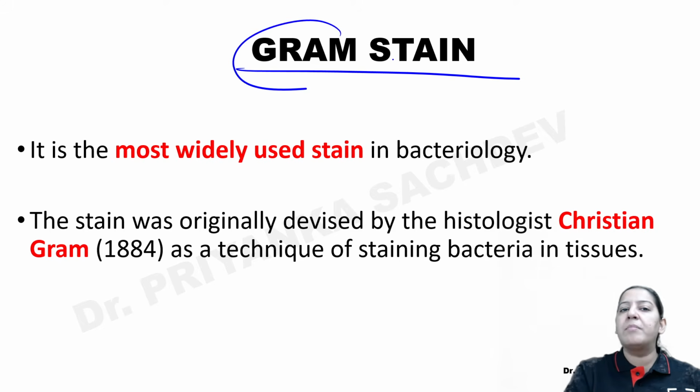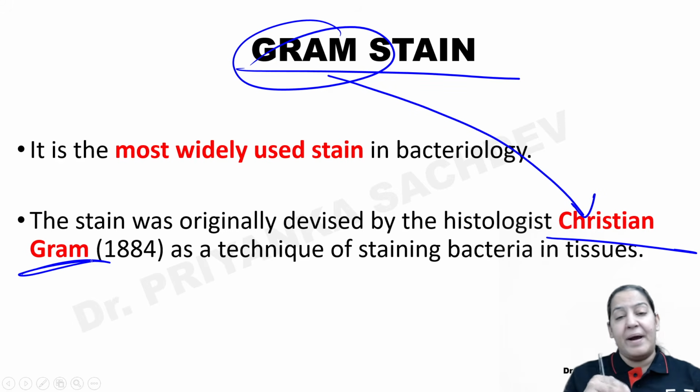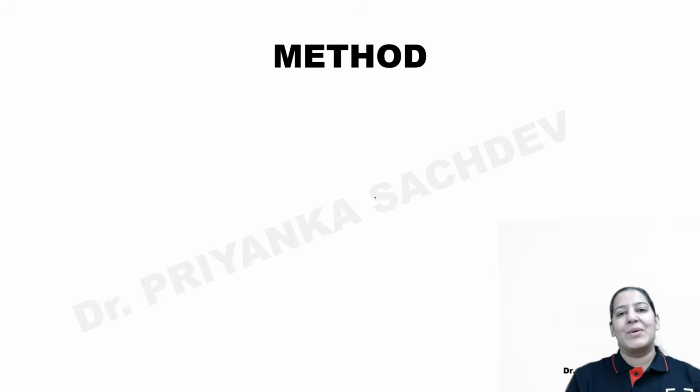Have you ever thought where the name Gram came from? Why is Gram stain known as Gram? Because Gram stain was discovered by a scientist known as Christian Gram. And it is the most widely used stain. Right? So that's why Gram stain is known as Gram stain.